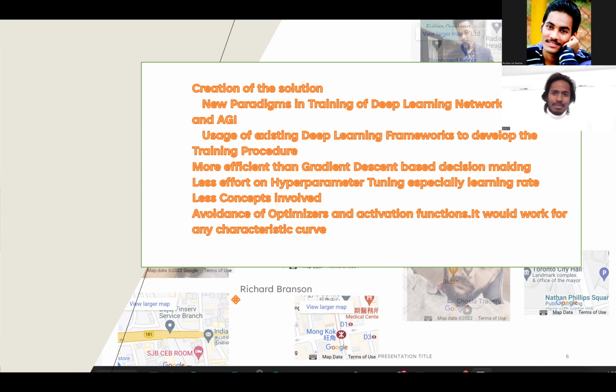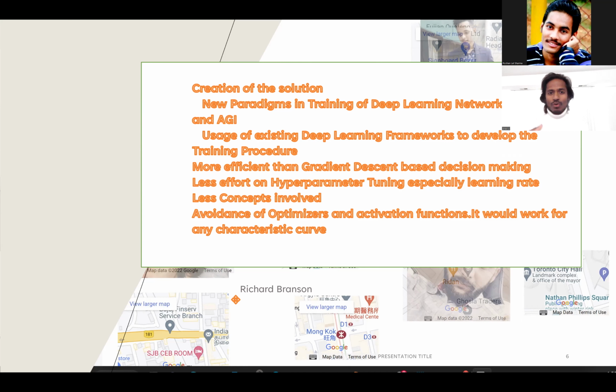So the decision making can be based on any method. We'll take the example of gradient descent. Now, what we have done through our approach is we have made it more efficient than gradient descent for decision making, and also we have avoided the hyperparameter tuning procedure which is required for the normal AI system which we currently have, and it's a lot of effort. Hyperparameter tuning and especially the learning rate adjustments, it's not very good. It's a kind of trial and error approach.